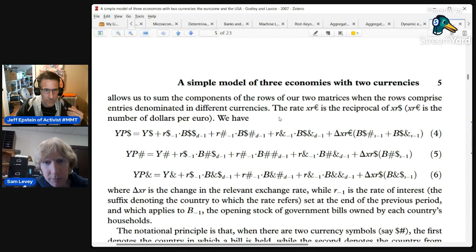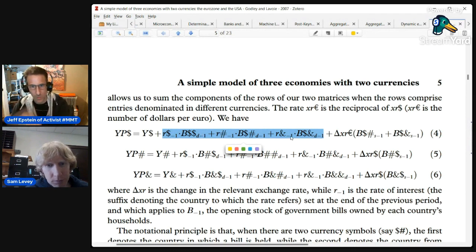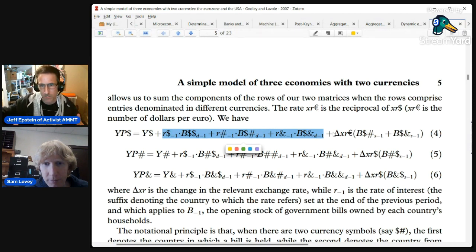Okay, so the way that I said them, I think, worked. So we have personal income for households in the U.S., which is equal to their income plus the bonds that the United States issued, plus the interest earned on them. Same with Euro country one, same with Euro country two. And then there is the change in the interest rate of the euro times both of their euro-held bonds.